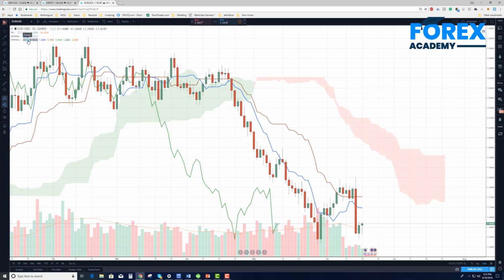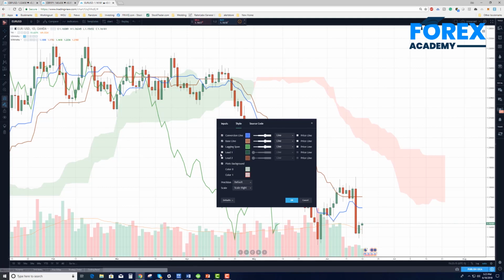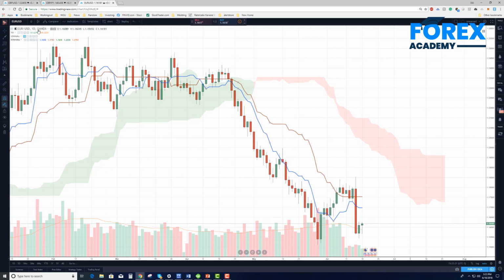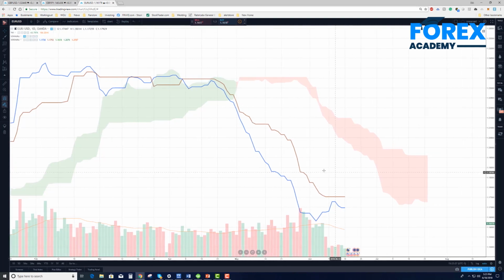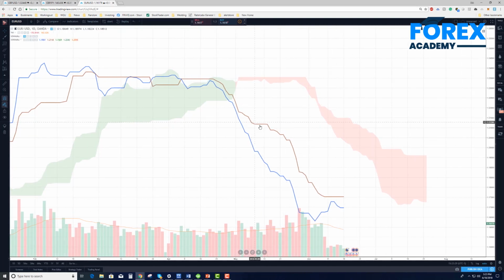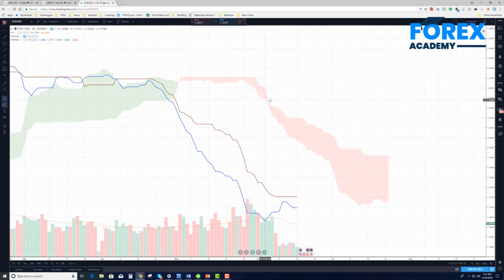So what I'm going to do is at first get rid of the lagging span, and I'm going to get rid of price for a moment. So all we see now are the conversion line and the baseline. Conversion line's the blue, it's the fast one. The baseline is the slower, it's the red. If we look at the cloud, we can see that the cloud is just these 2 lines moved forward in time. And the cloud changes colors according to where the conversion line is relative to the baseline. So right now the cloud is red because the conversion line is below the baseline.